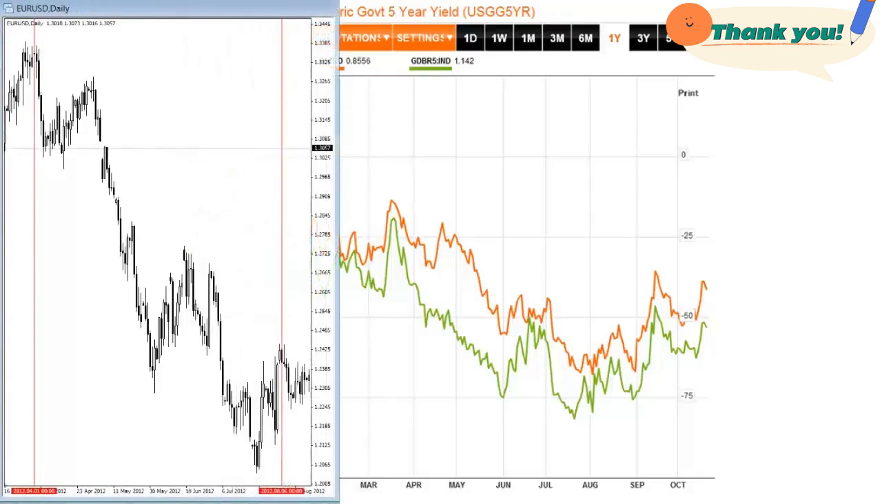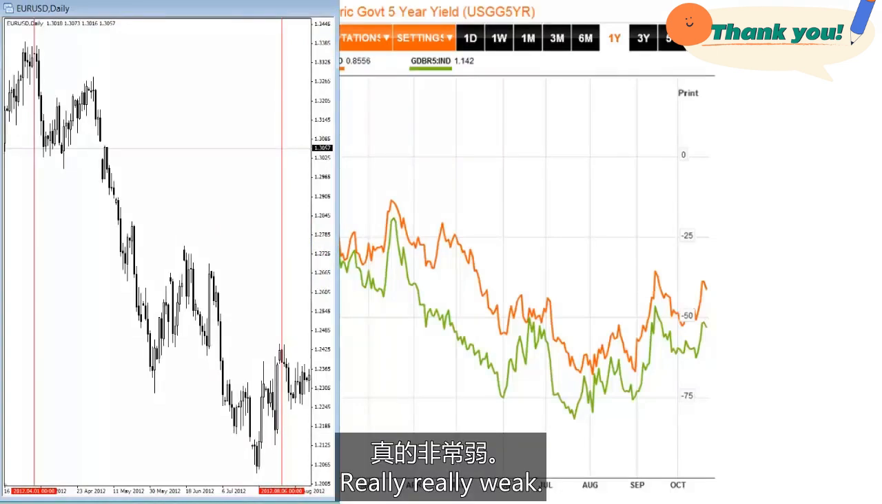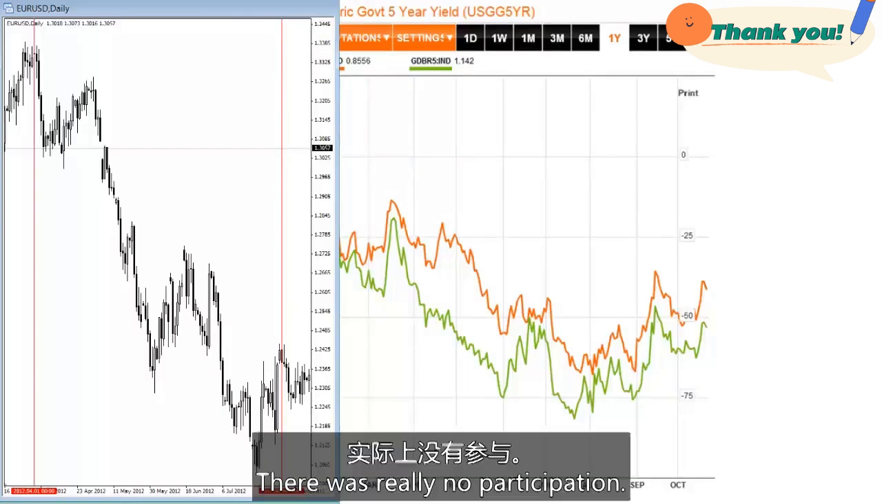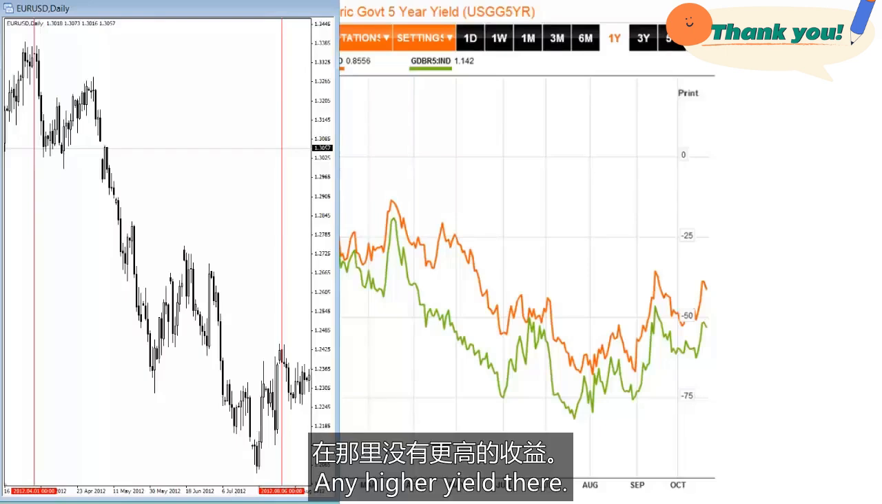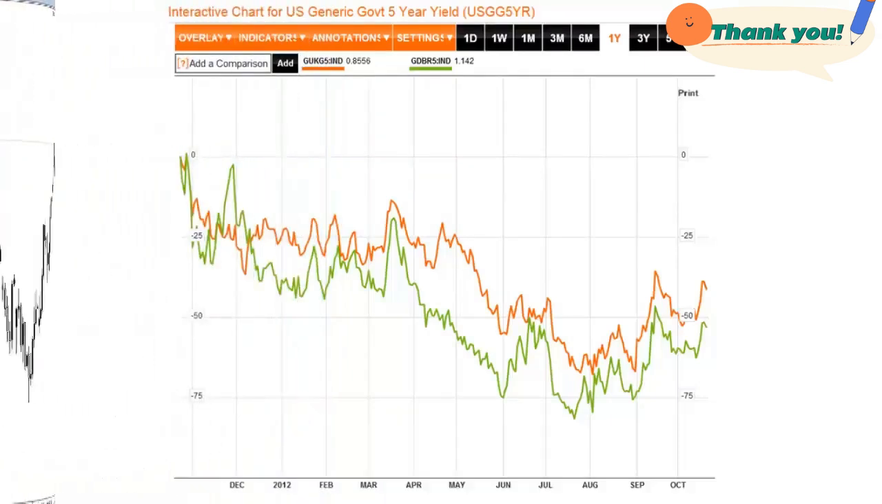Well, if you look at the underlying weakness that was in the yield for the German, you can see how we were really, really weak, really soft in the March-April time period for the fiber. So there was really no participation whatsoever or interest in chasing any higher yield there. They were actually selling into that, and you could see the weakness really accelerate going into June and the middle of July.